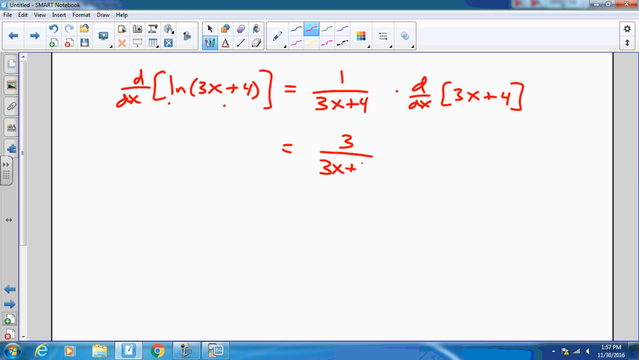And when I write that times the derivative of the inside, I'm going to write the multiplication by the reciprocal as just division. And notice how we usually combine those factors, just like that. Does this make sense to everybody?